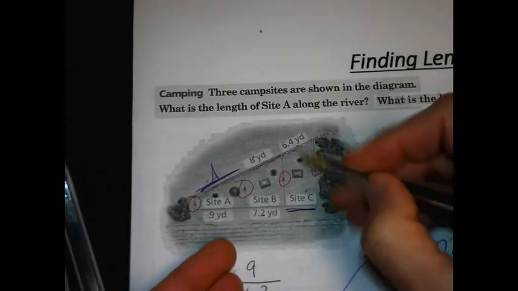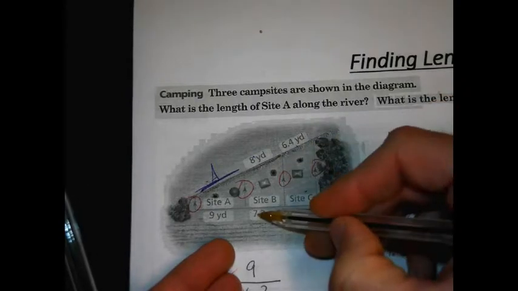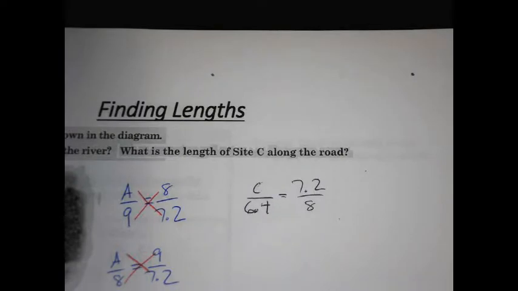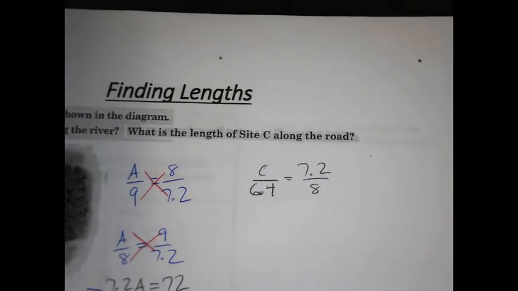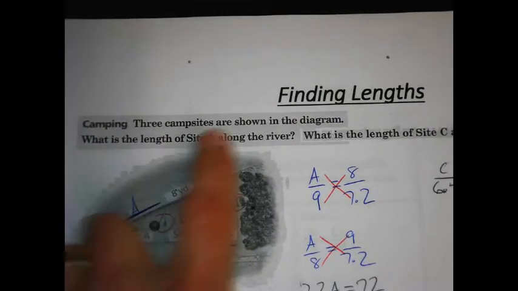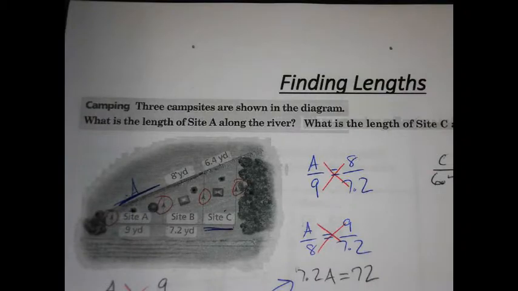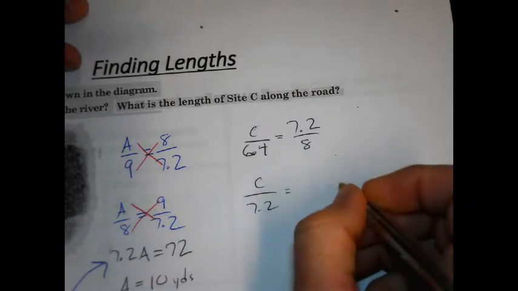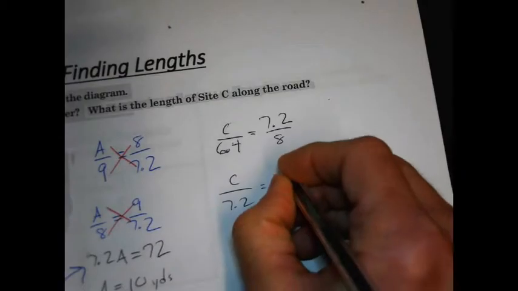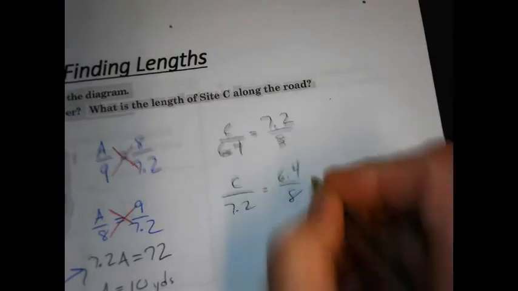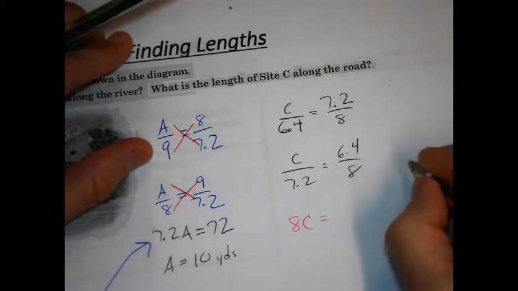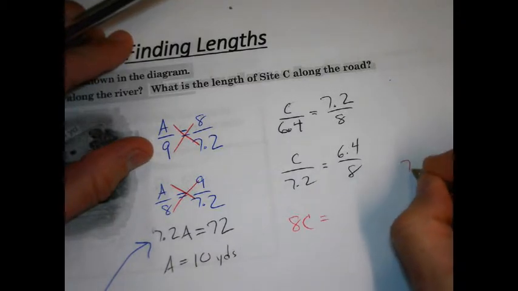So C to 6.4 would then be equal to 7.2 to 8. Notice how order matters. That is proportionality. It doesn't matter how you're looking at it as long as we maintain proportionality. If you looked at C to 7.2, then 6.4 to 8, the cross products would be the same. The product of the extremes is still 8C. The product of the means is still whatever that is.